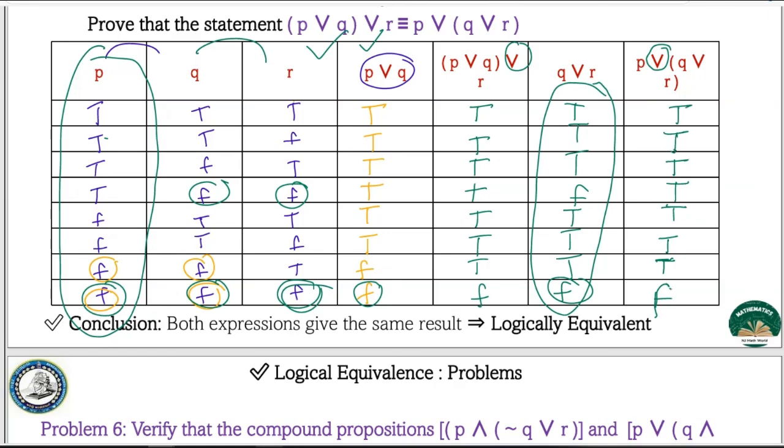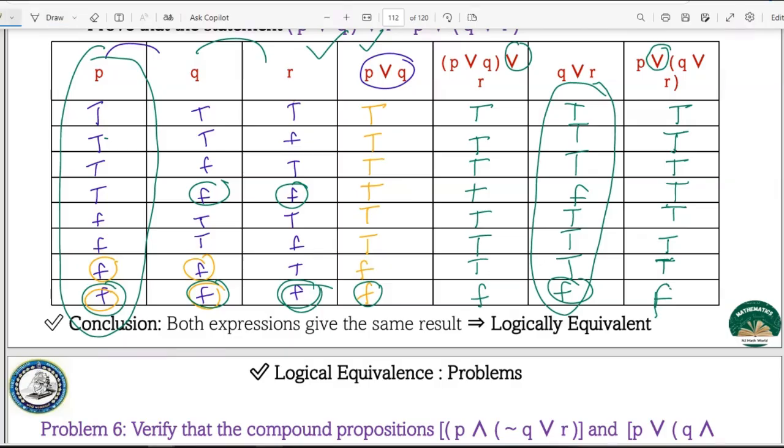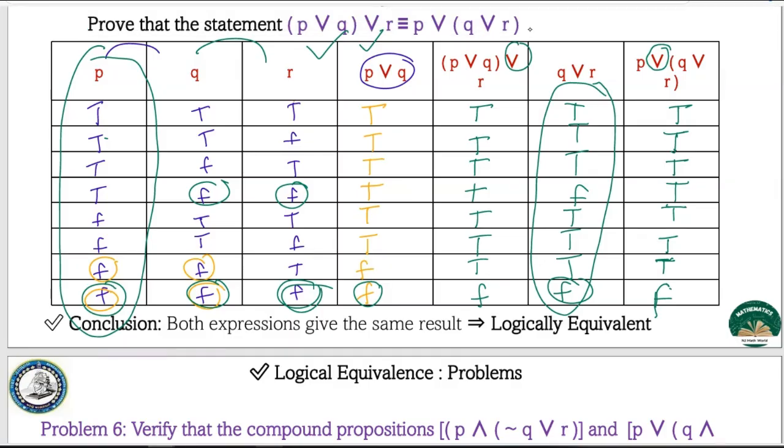So now we have to check for equivalency. That is, we have to check this line, and for this line we have to check if it is equivalent. Yes, both are the same, therefore it is a logically equivalent statement. Okay.